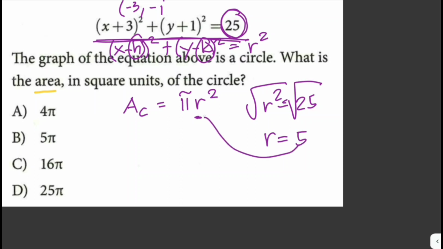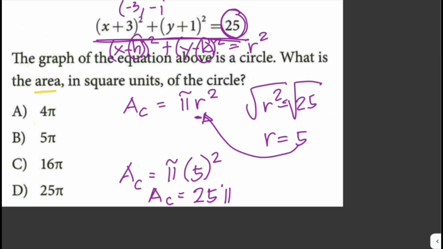Then plugging in the value of the radius here, the area of the circle is just equal to pi times 5 squared. So the area of the circle is just equal to 25 pi. So the answer here is letter D.